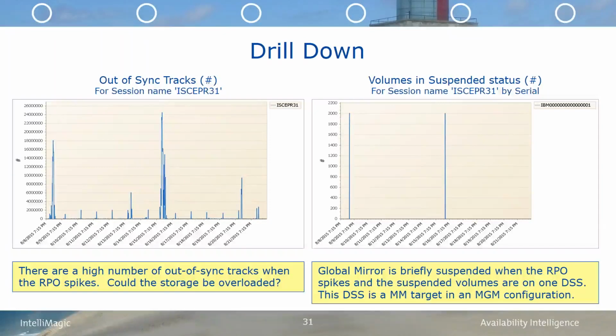Now note that this storage system, or DSS, is a Metro Mirror target in a Metro Global Mirror configuration. So it's receiving data from a primary storage system, and then it's sending it remotely off to the Global Mirror target. That's important to know in this example.